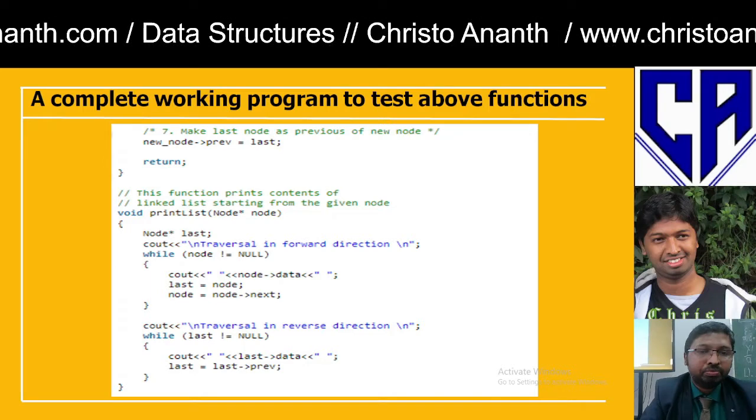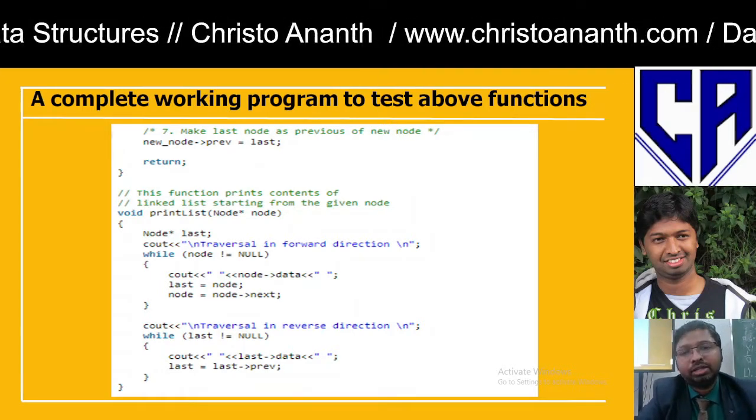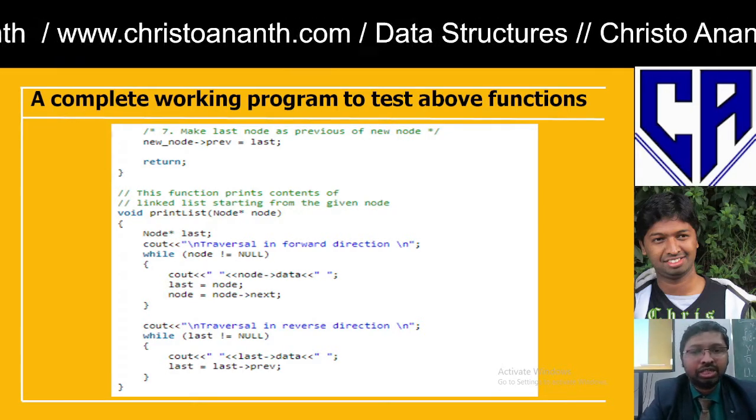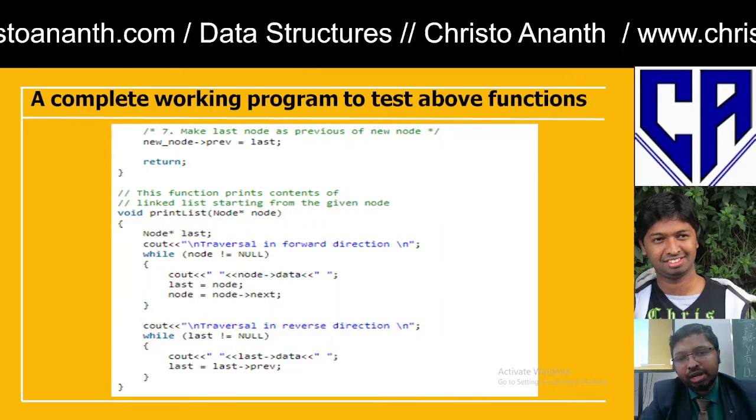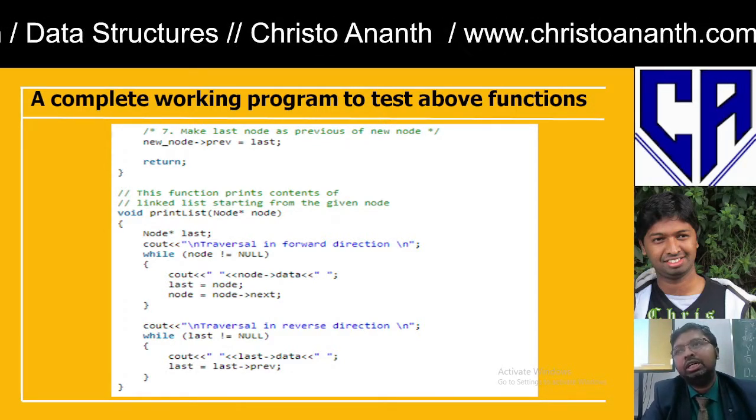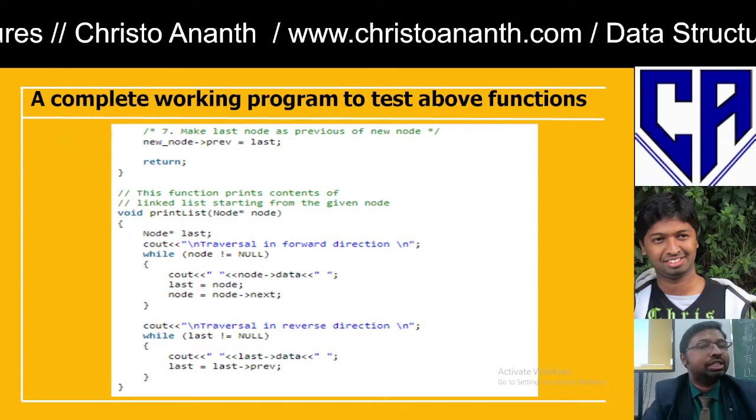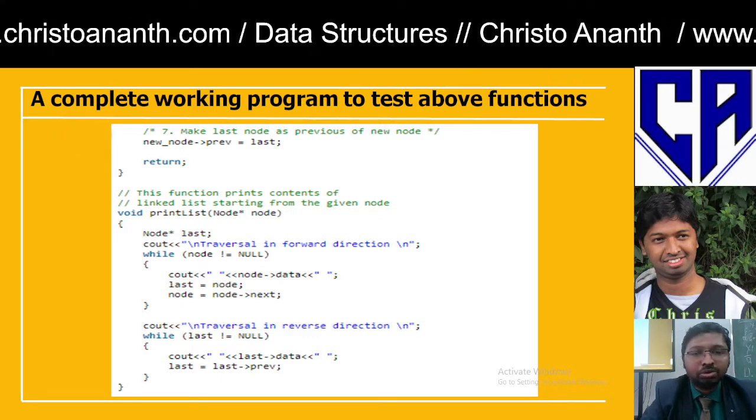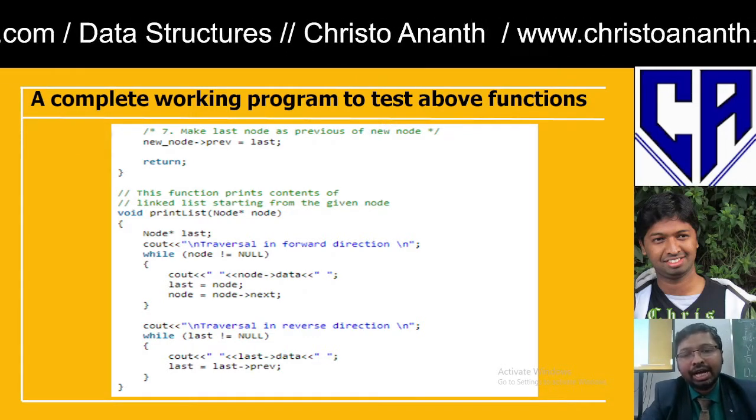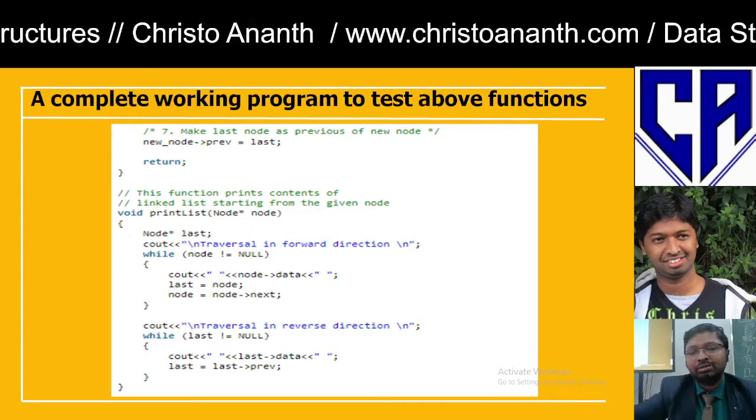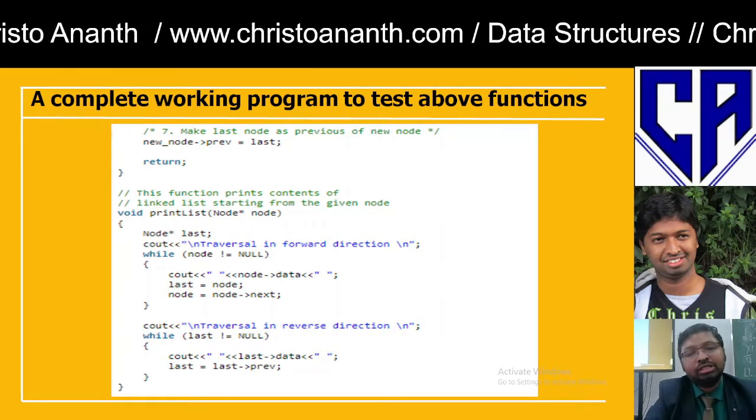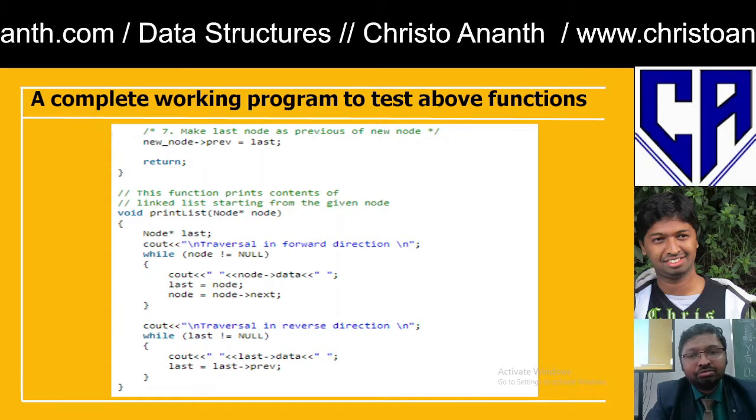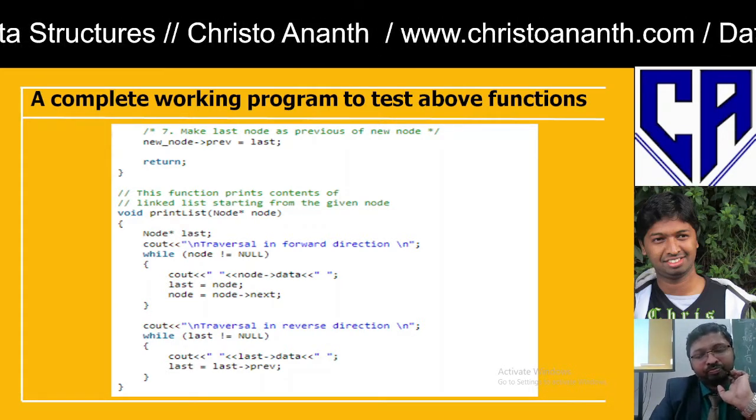Next, the next part of the program is printing the contents of the linked list starting from the given node. So void print list, node star node. Node last, you are going to go with traversal in the forward direction as well as traversal in the reverse direction. Traversal in the forward direction: while node is not equal to null, cout node data, last is equal to node, and node equal to node next. Similarly, the same thing in the case of traversal in the reverse direction: while last is not equal to null, cout last data, and then last equal to last previous.